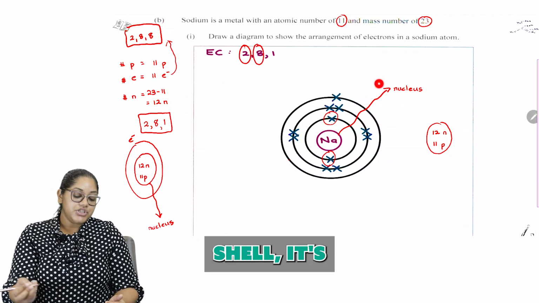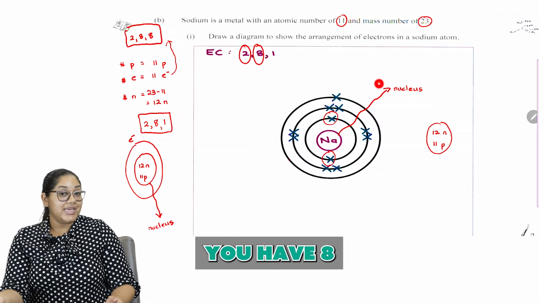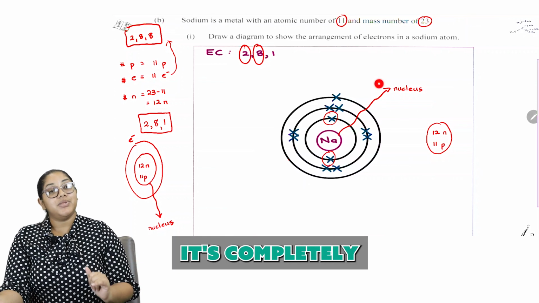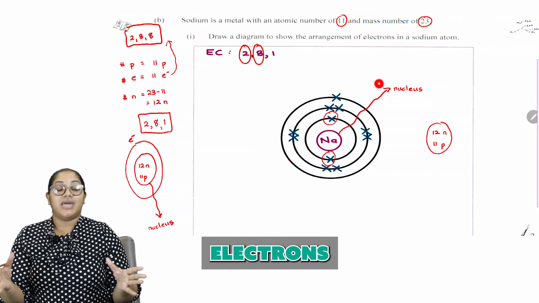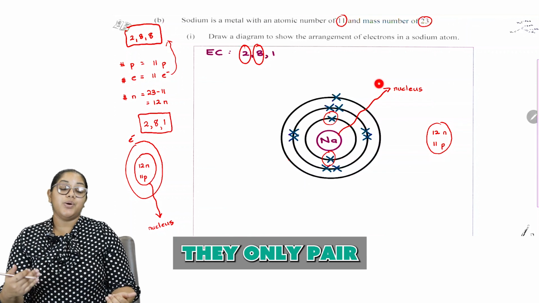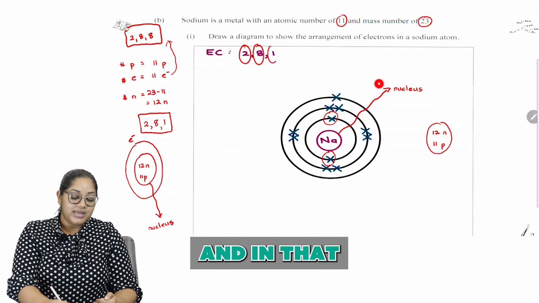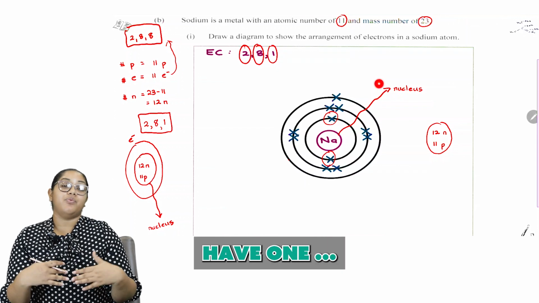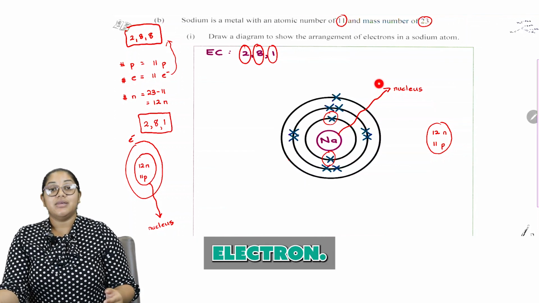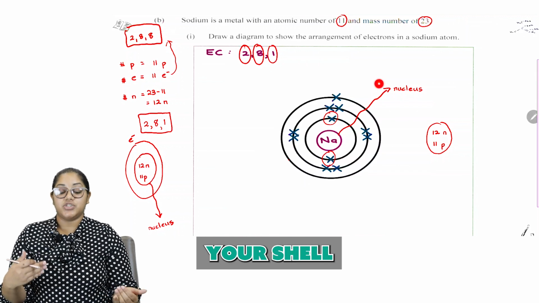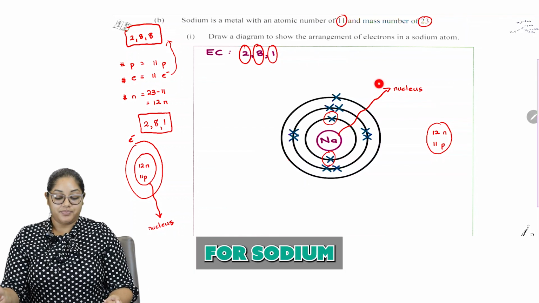Now in our second shell, it's completely filled. You have 8. Because it's completely filled, notice that we have electrons pairing up. They only pair up when they have to. And in that last shell, we just have 1 lone electron. This is how you will get your shell diagram for sodium.